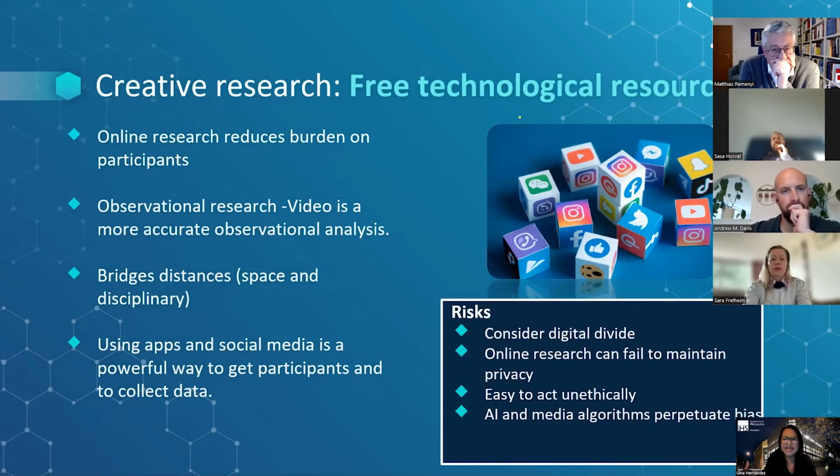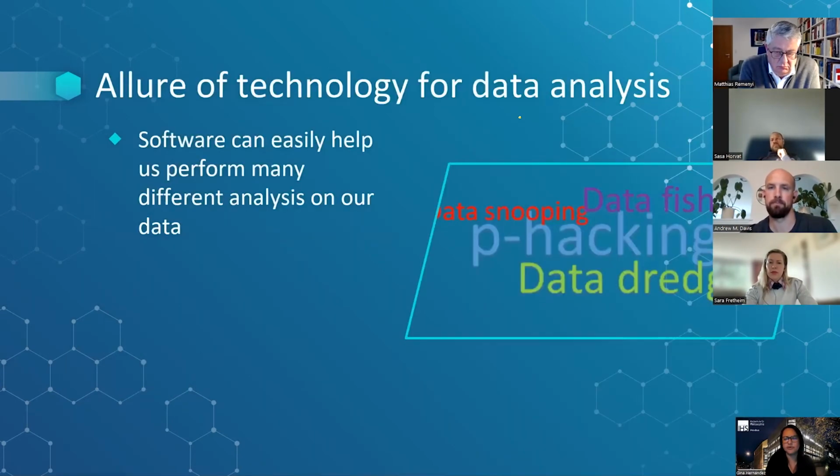Another way is to use creative research, which is also not mainstream. Creative research can use, for example, free technological resources in order to get to different populations, right? Not only psychology students. So this is a way you can do it. And you also have to consider the risks. If you are conducting research online, for example, you have to consider the digital divide. Not everyone has access to this kind of media. Also, if you are using these platforms and their videos in order to record behavior and have proper measurements, it can easily become something unethical, right? So you have to be careful with this kind of resources.